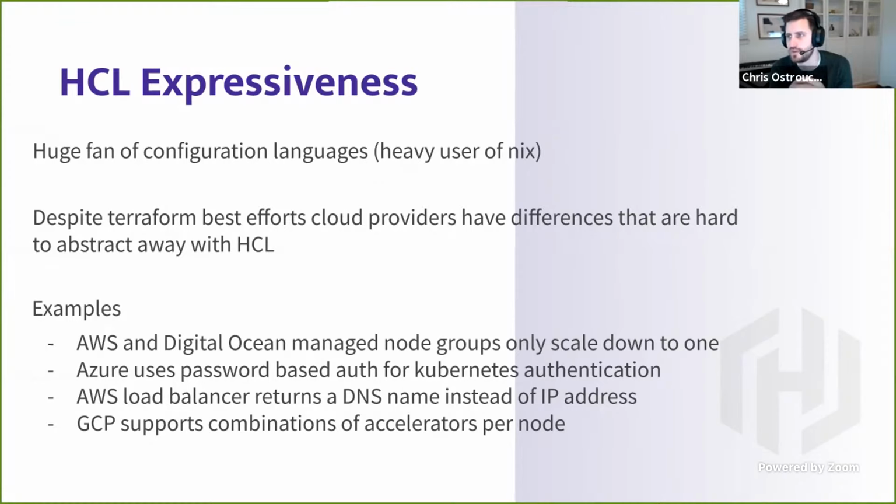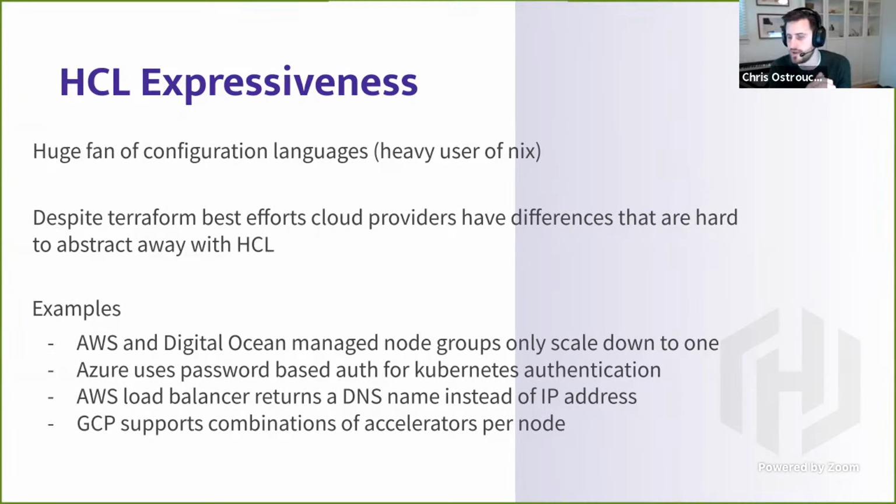I mainly mentioned cloud providers have been the biggest hiccup for us here. Some of the things that I'll note that we had issues with: AWS and DigitalOcean only allow you to scale down to one node in a node group, whereas the other providers allow you to scale down to 0, and that causes different pricing considerations that we have to warn our users about when they want to deploy on GCP versus AWS.